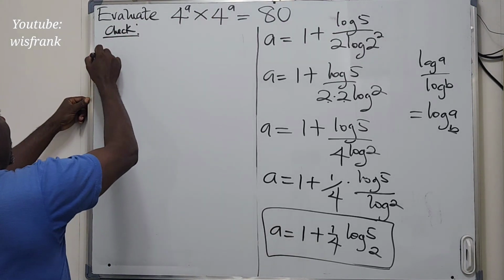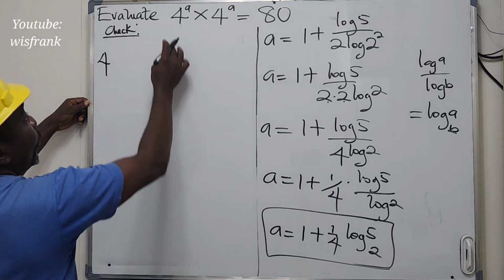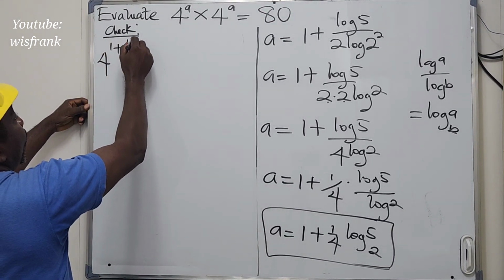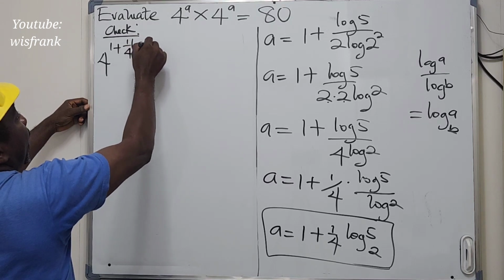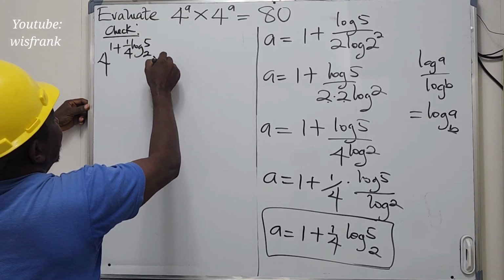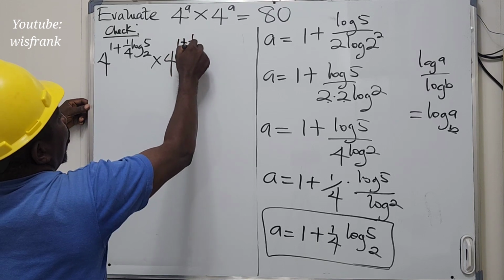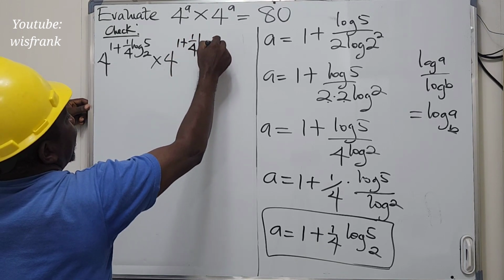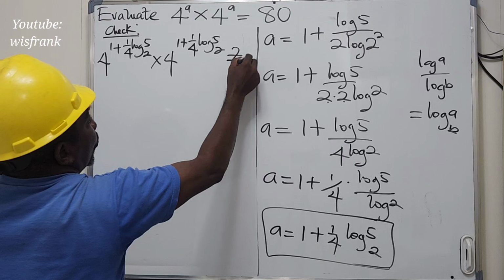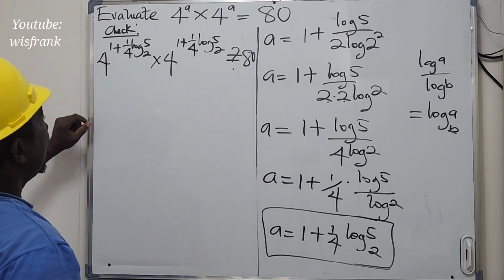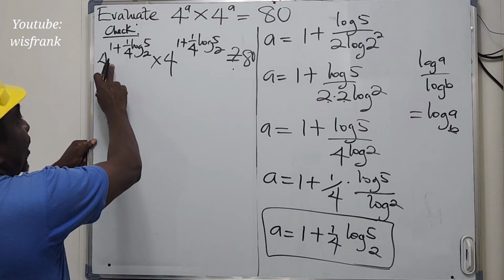into this equation, where we have 4 to the power of A. Our A is 1 plus 1 all over 4 log 5 base 2, then we have times 4 to the power of 1 plus 1 all over 4 log 5 base 2. Will this equal 80? Let's check and see. So here, we also recall what we said before.